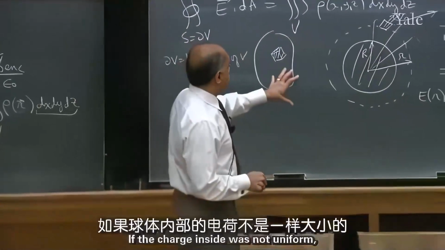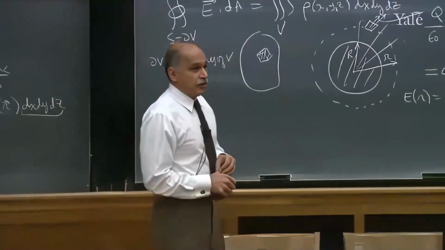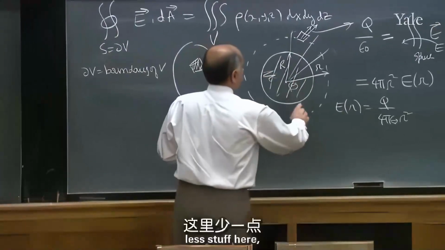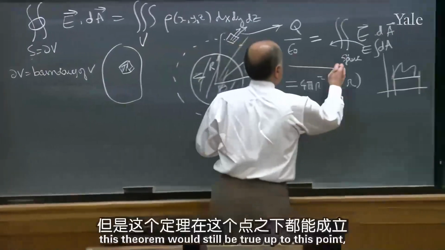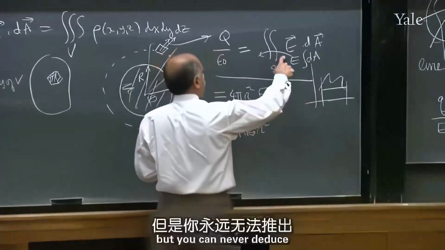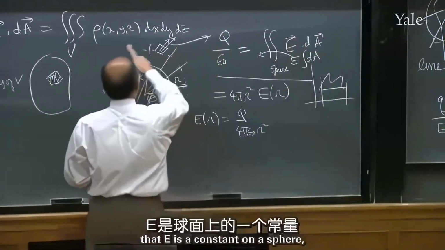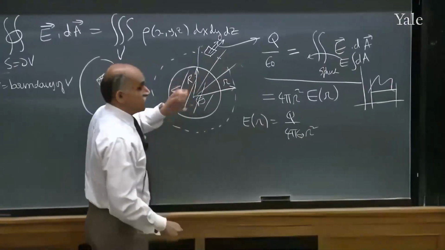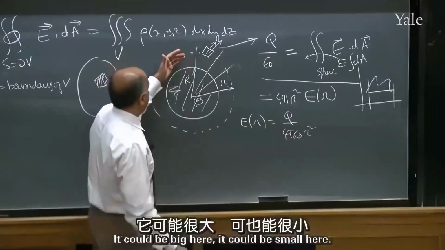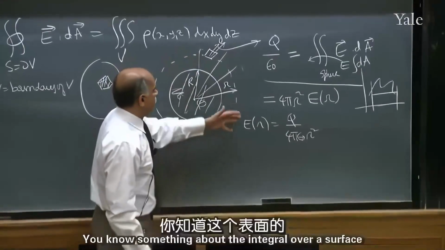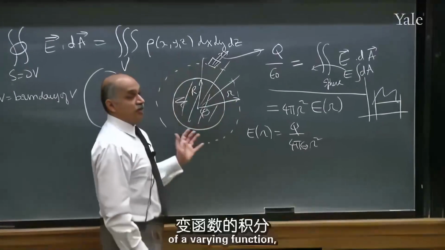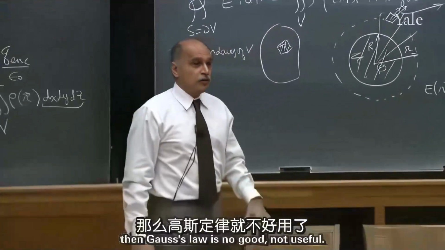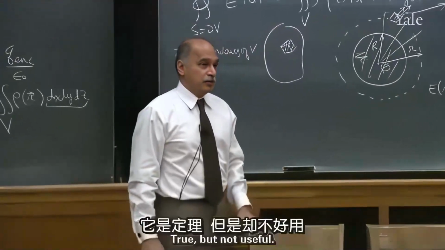If the charge inside was not uniform, suppose it had charge Q, but there is more stuff here, less stuff here, this theorem would still be true up to this point. But you can never deduce that E is a constant on a sphere. Because even though the sphere is nice and symmetrical, the charge distribution is not. E could be big here, E could be small here. You know something about the integral over a surface of a varying function. Then Gauss's law is no good. Not useful. True, but not useful.